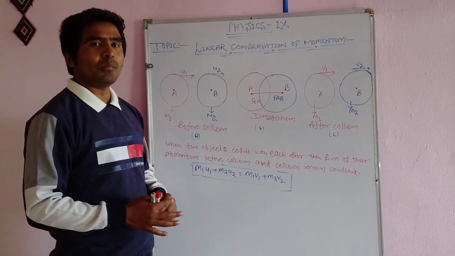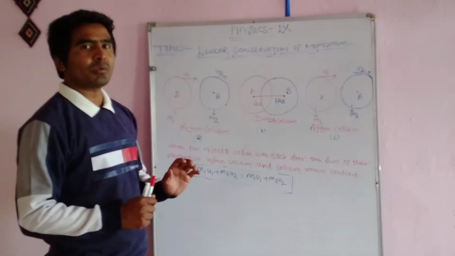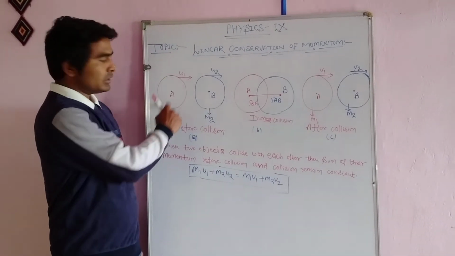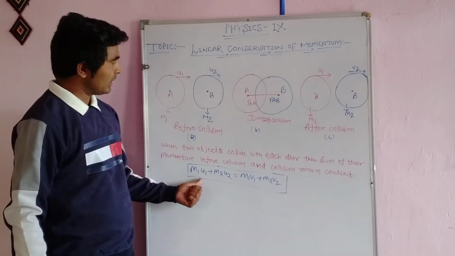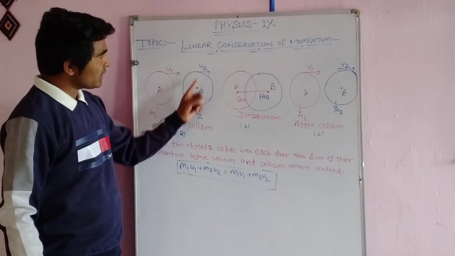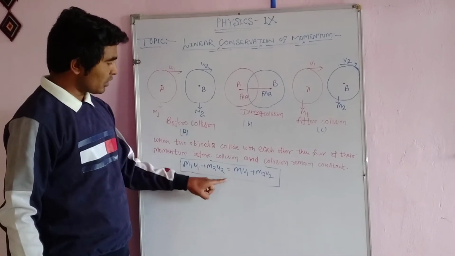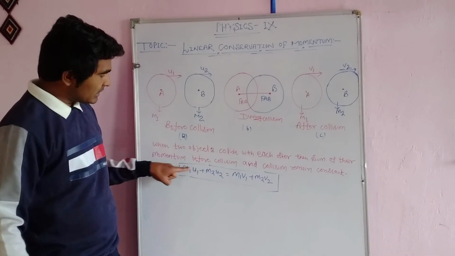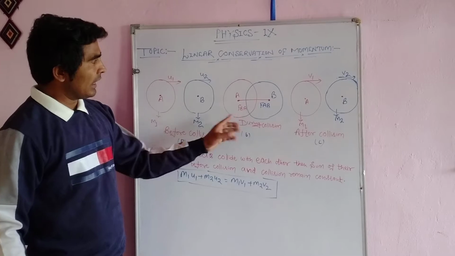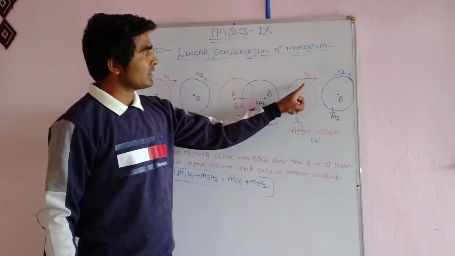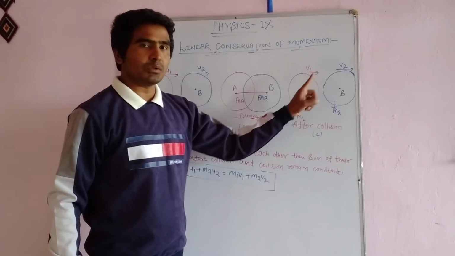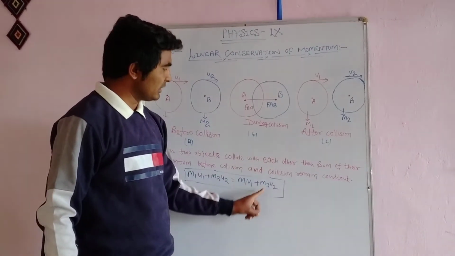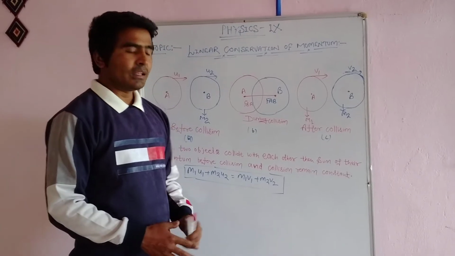According to the definition of momentum, we know that momentum means the product of mass and velocity. In this case, mass is m1, velocity is u1, so its momentum is m1 u1, and the momentum of the second object is m2 u2. So the sum of momentum of both the objects is m1 u1 plus m2 u2. After collision, the velocity of the first object is v1 and of the second object is v2. So the sum of their momentum is m1 v1, momentum of first, plus m2 v2, momentum of second.